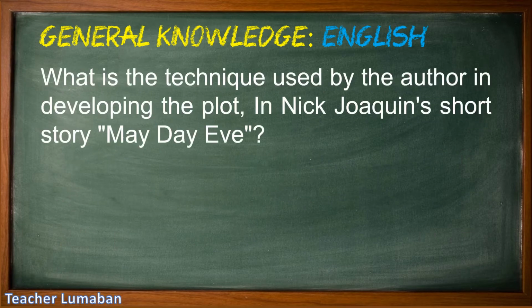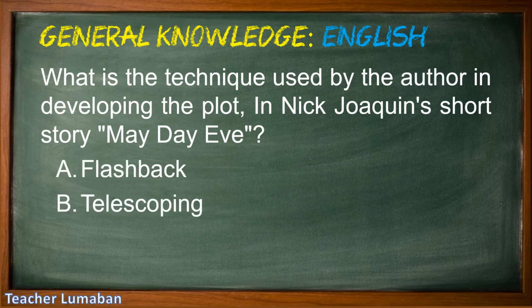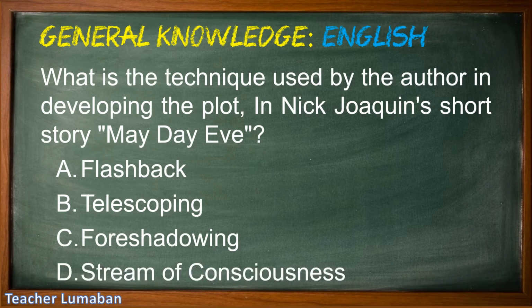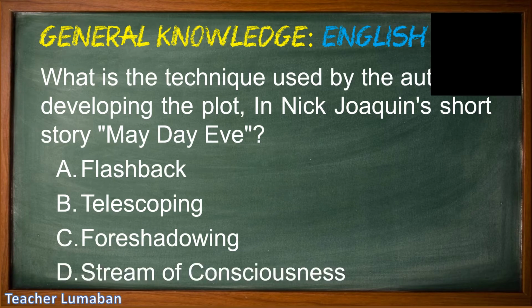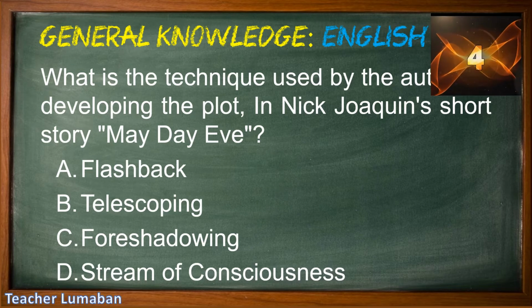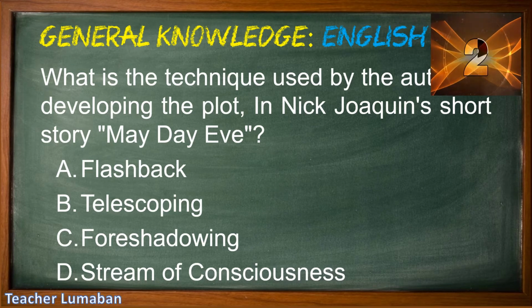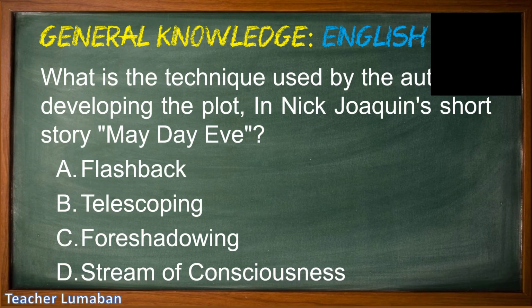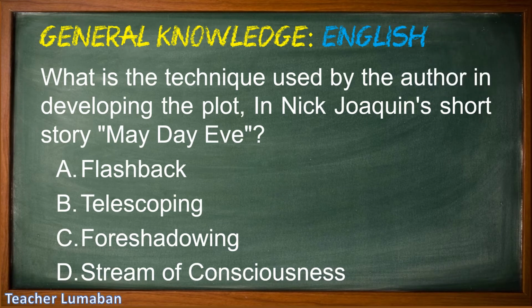What is the technique used by the author in developing the plot in Nick Joaquin's short story May Day Eve? Letter A, flashback. Letter B, telescoping. Letter C, foreshadowing. Letter D, stream of consciousness. Please choose the suitable answer to the following choices in 5 seconds. 5, 4, 3, 2, 1. The correct answer is letter B.